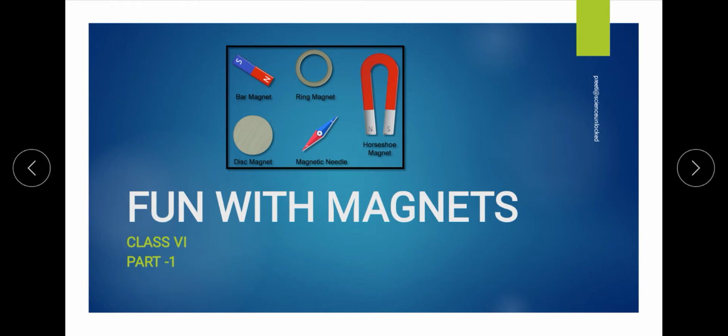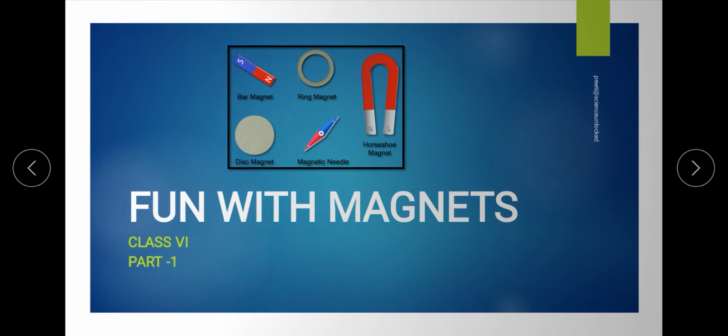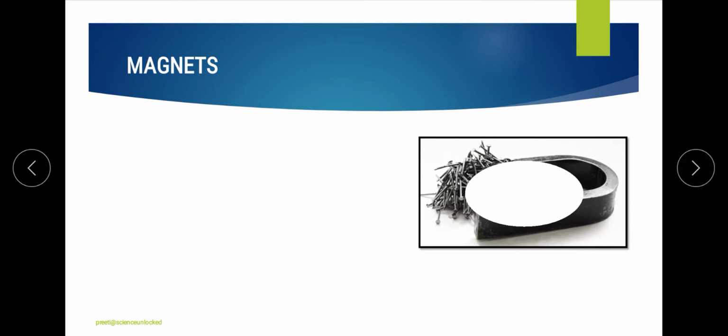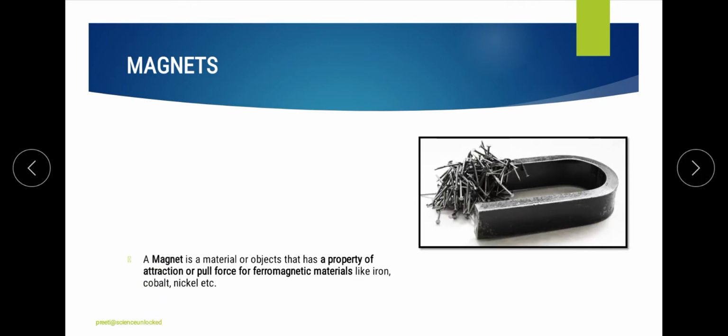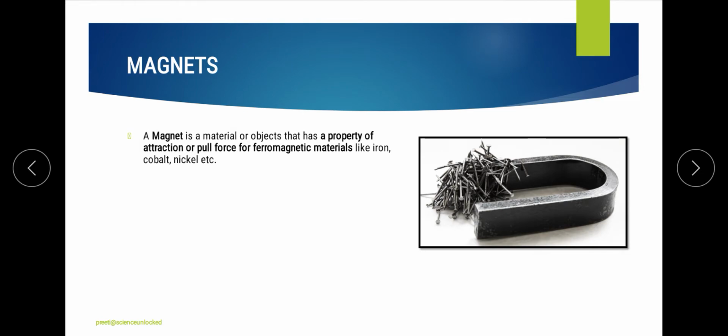And as you can see over here, we are going to discuss our next chapter, that is Fun with Magnets, from class 6th Science NCERT textbook. Now the very basic thing about the chapter is: what is a magnet, means how exactly can we define a material as a magnet.